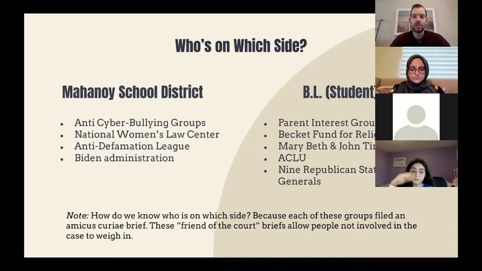Now, how do I know this? Where did I find out that these groups are on each side of this issue? Well, it's because when a big case goes before the Supreme Court, each of these interest groups, if they want, could submit what's called an amicus curiae brief. This brief just means that they're not part of the case. They're what's known as friends of the court, and they're allowed to weigh in on it.